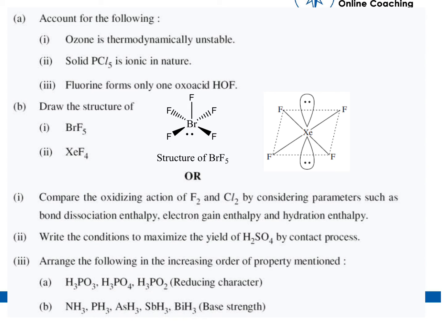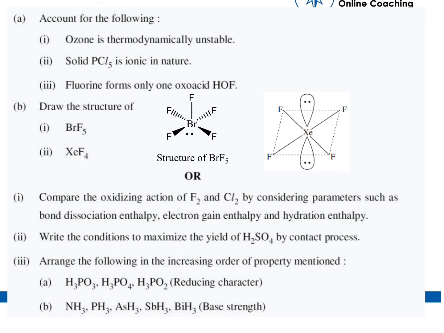Third part, arrange the following in the increasing order of the property mentioned. A part, H3PO3, H3PO4, H3PO2, reducing character. In the increasing order of the reducing character, H3PO4, H3PO3, and last comes H3PO2.